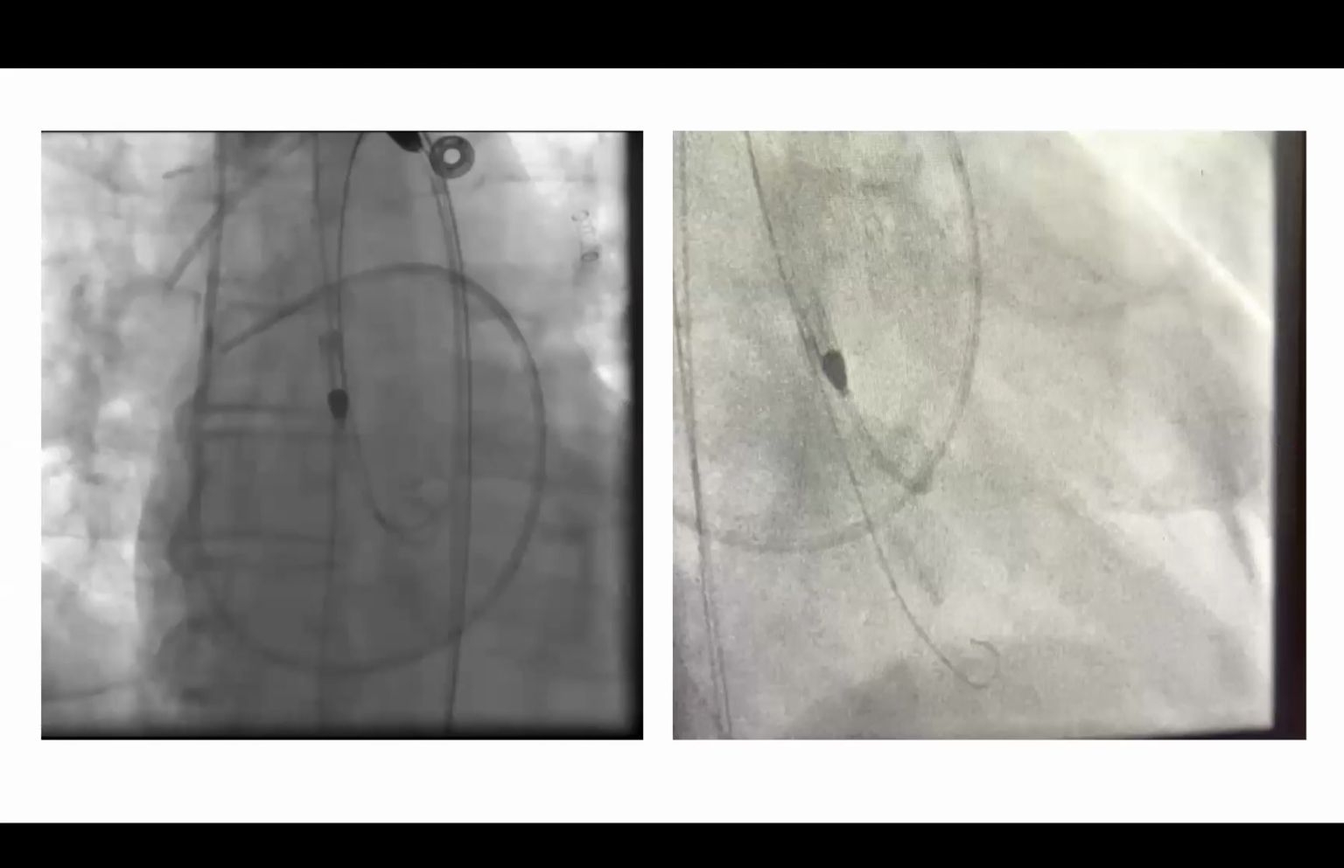So we have someone in shock. We did a circ, put a Swan in, remains in shock, left the device in, and probably a couple hours later, we get called that the Impella console is alarming. We go to the bedside. The Impella console just showed an aortic tracing. We can confirm that here. And we said, all right, let's go to the lab.